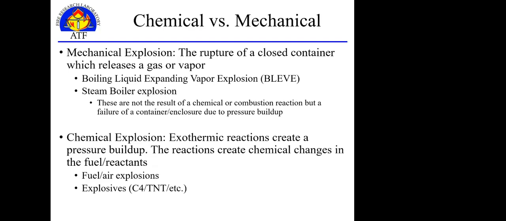There's an exothermic reaction that creates a pressure buildup and heat, and those chemical reactions are creating chemical changes in the fuel and air, or the reactants. Typically these are fuel air explosions, whether that be gases or dusts, or we could have explosives like C4, TNT, all the other commercial explosives, or homemade explosives. But again, we won't be touching on those in particular in this class. We're just going to be addressing the chemical side of things with fuel air and gases.